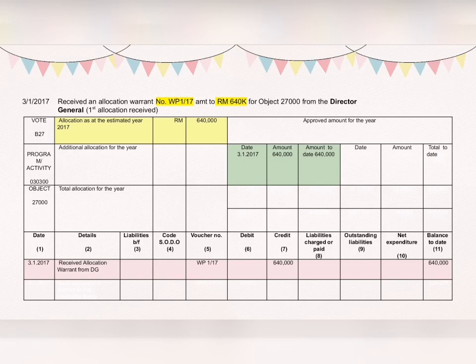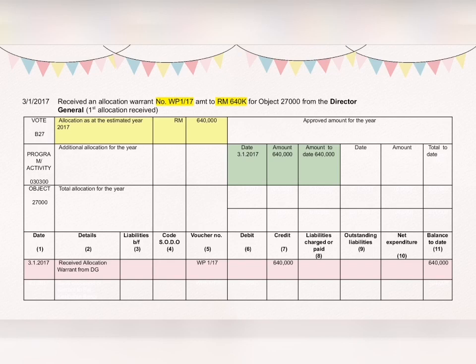So in part 1, we will record the allocation as at the estimated year of 2017 with the amount of 640,000. In part 2, we will record the date of the transactions, the amount, and the amount to date. Lastly, in part 3, we will record in column 1, 2, 5 with the reference number given, and then we will record the amount under credit column as now the budget has increased. And finally, we will record in column 11.